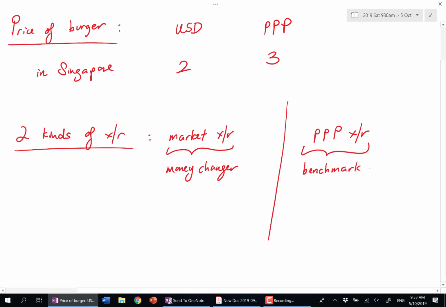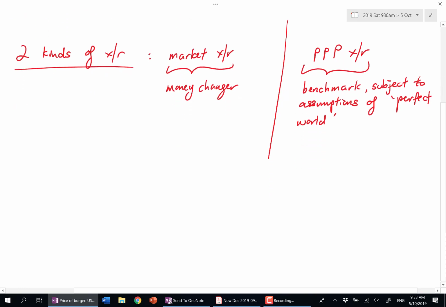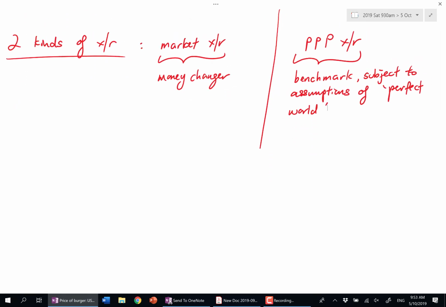It's like market structure. We always say your PC model is a benchmark because it achieves allocative efficiency, right? But of course, PC is only valid if you have a lot of sweeping assumptions, homogeneous products, very small firms. Likewise, this benchmark is subject to assumptions of almost a perfect world. I'll explain what the assumptions are later. Okay? So market exchange rates, I think we are not really surprised as to how they come about. But what are PPP exchange rates?